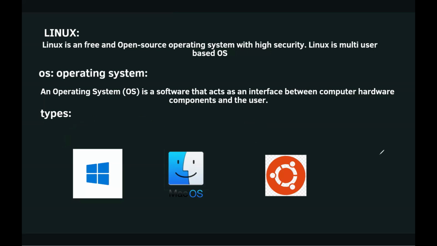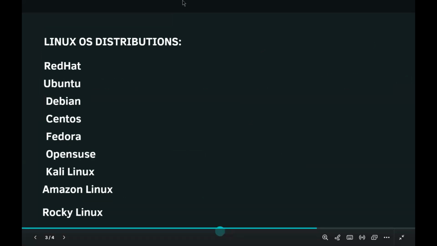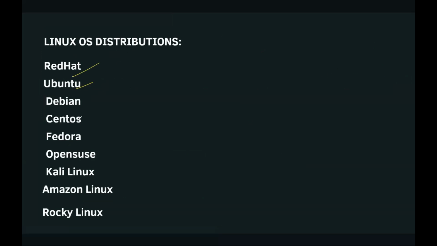Now, after this, what we are having? We are having the Linux OS distributions. Generally we have a number of OS distributions. So see here: Red Hat, Ubuntu, Debian, CentOS, Fedora, OpenSUSE, Kali Linux, Amazon Linux, as well as Rocky Linux.